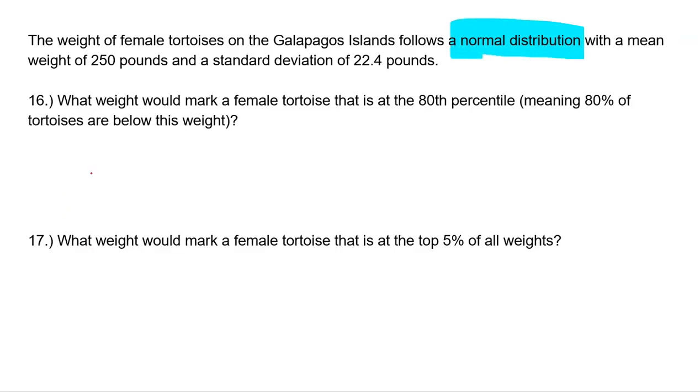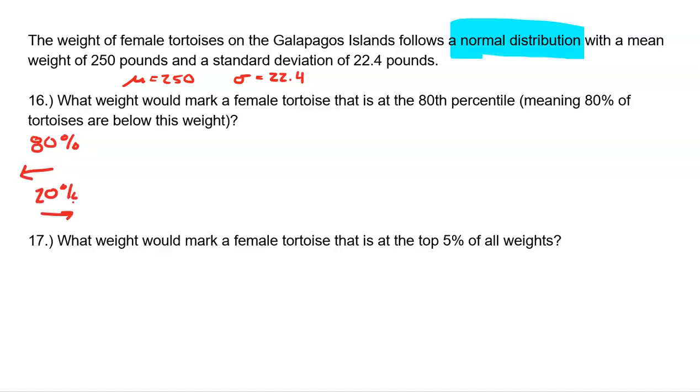Now, it does tell me that the mean is 250 pounds, and the standard deviation is 22.4 pounds. All right. What weight would mark a female tortoise at the 80th percentile? So remember, an 80th percentile means that there's 80% below to the left. Now that simultaneously means 20% is to the right.